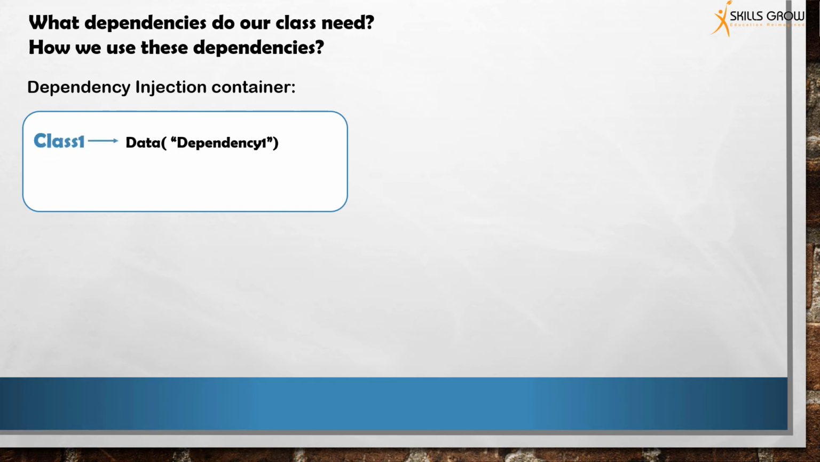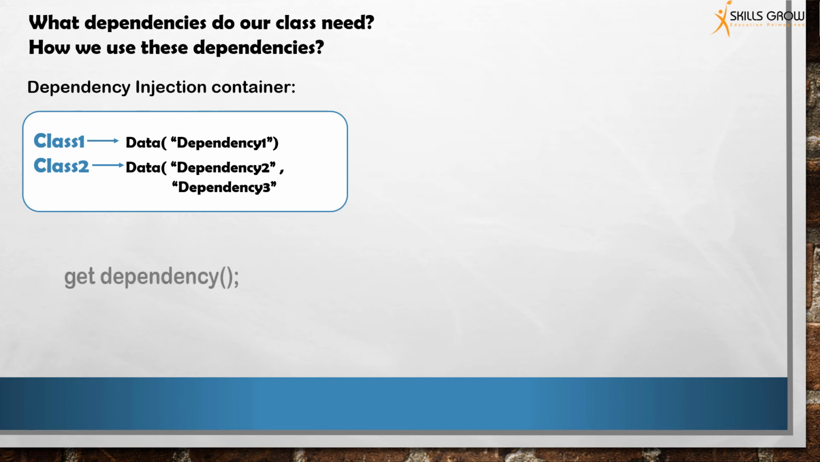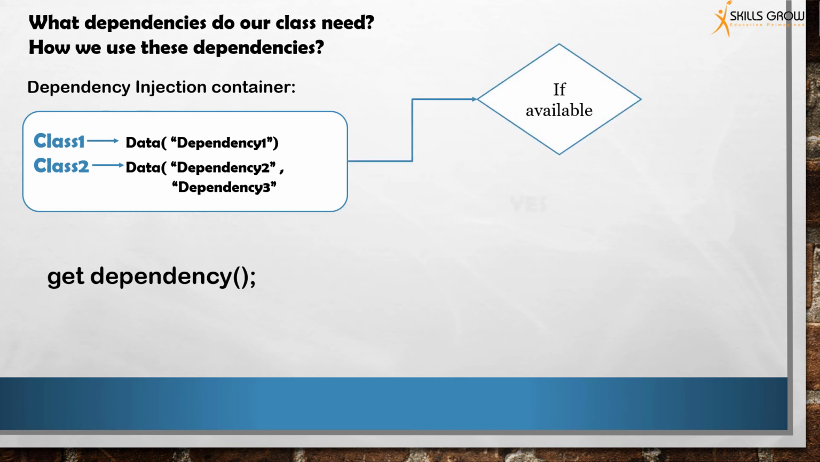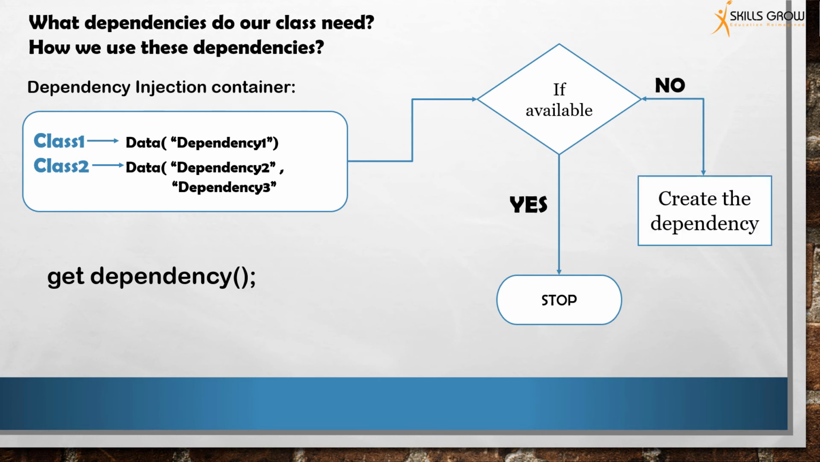Class 1 contains dependency 1. Class 2 contains dependency 2 and dependency 3. This is a dependency injection container. Every time we call the dependencies via get dependency, the dependency injection container will find out which dependency to use. If it's available, then it gets the dependency. If not, it will create and store the dependency and load it. If we want a generic dependency, we only need to update the container.